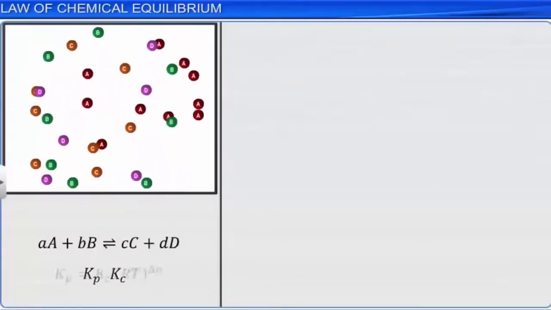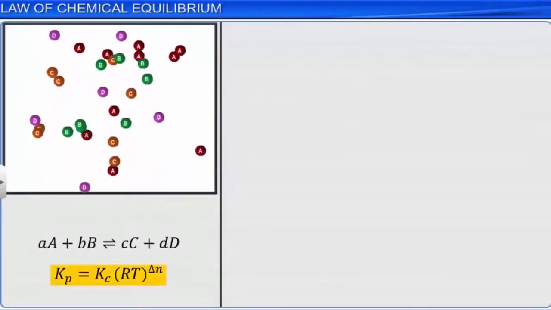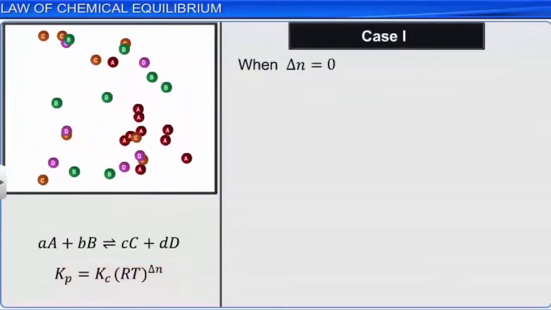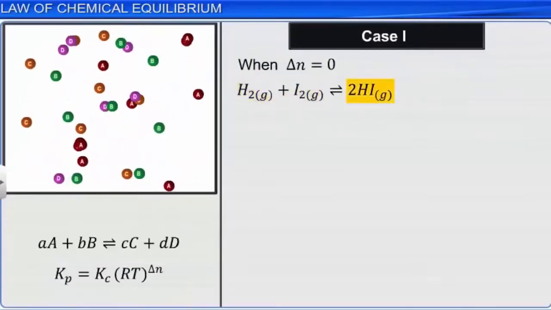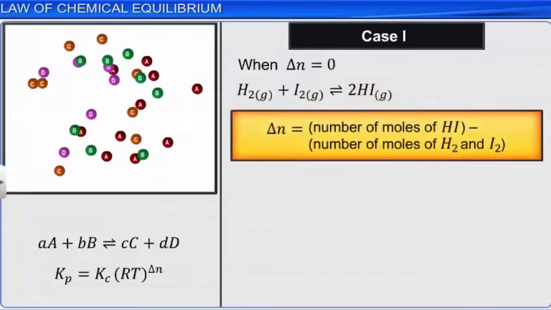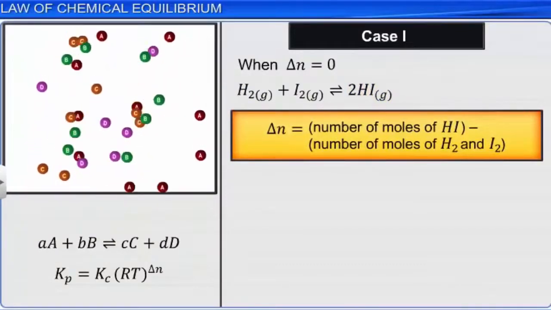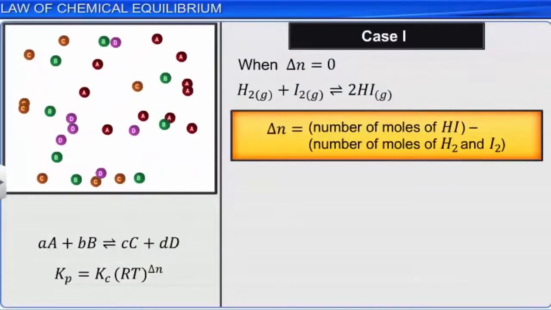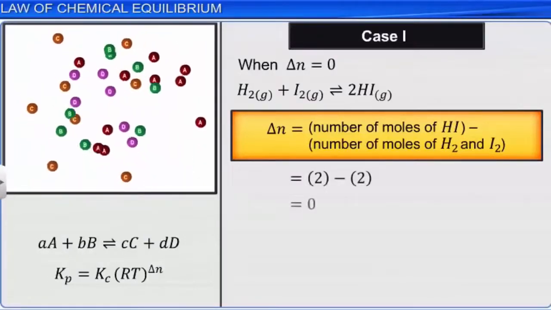Let us see how the relationship between Kp and Kc varies with the difference in the number of moles of products and reactants. Case 1. When delta n is equal to 0. Consider the reversible reaction of hydrogen and iodine that gives hydrogen iodide. For this reaction, the difference in the number of moles, delta n, is equal to the number of moles of hydrogen iodide minus the number of moles of hydrogen and iodine, which is equal to 2 minus 2, which is equal to 0.